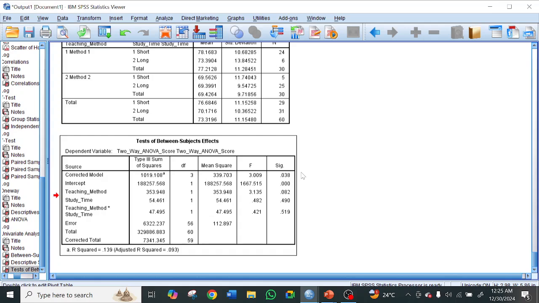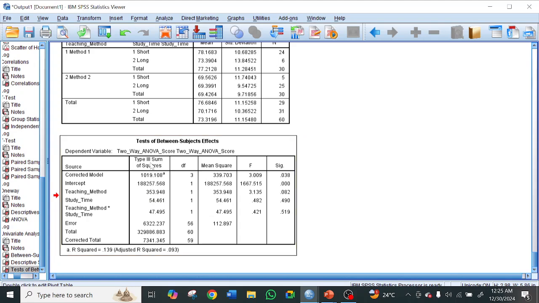What this table is doing is to show us whether the effect of the independent variables, which are teaching method and study time, the different teaching methods and different study times, is significant. We want to check their effect on the dependent variable, then their interaction among themselves, if they are statistically significant. The key terms we are going to be looking at is the sum of squares.